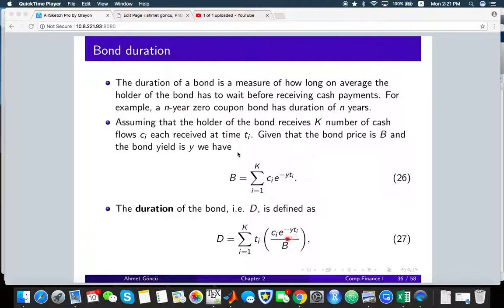Each of these terms are the discounted payments you will receive at different times. And if you divide this by the price of the bond, in other words, here what you look at is the proportion of the cash you receive with respect to the total price of this bond. And these are considered as the weights. And actually you are taking the weighted average of the payment times, and we are calling this the duration of this bond.